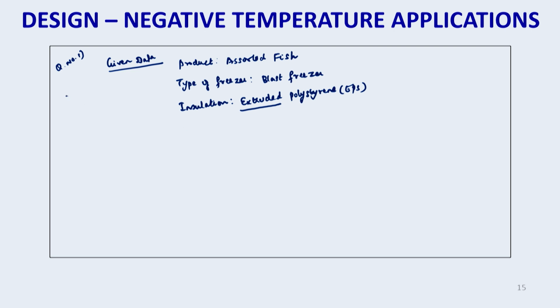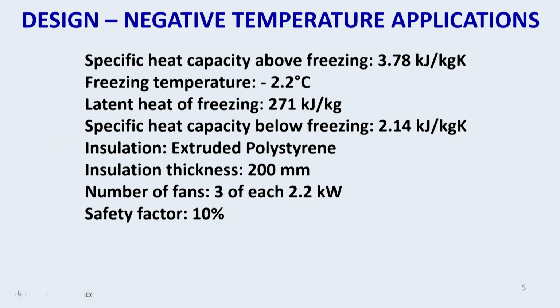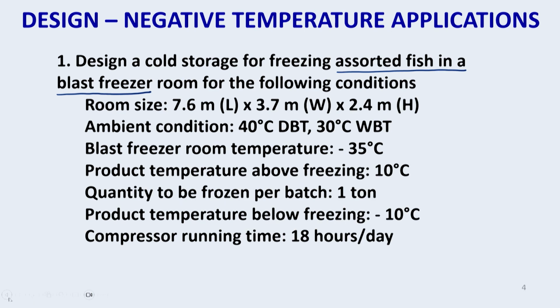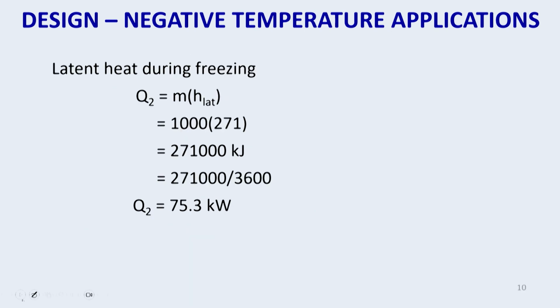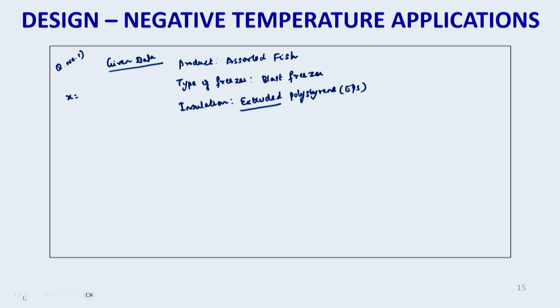Let me write it here. I think it is given as 200 millimeter. Insulation thickness is 200 millimeter. Quantity is given as 1 ton, so that also we'll write. Number of batches is not given, so we will assume the quantity as 1 ton per batch. 200 millimeter is equal to 0.2 meter. Mass is equal to 1 ton, which is equal to 1000 kg.